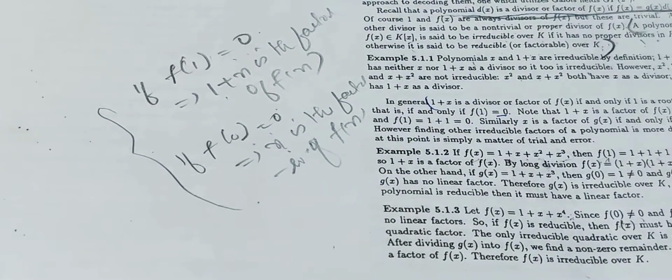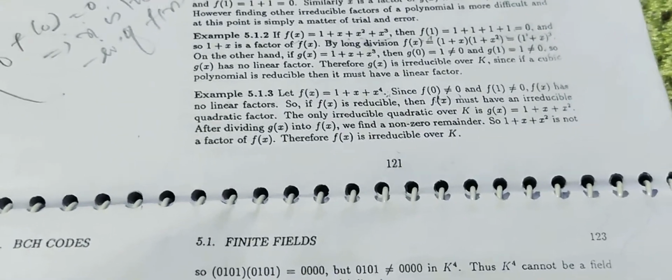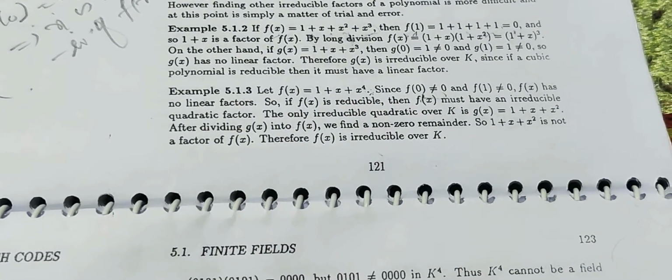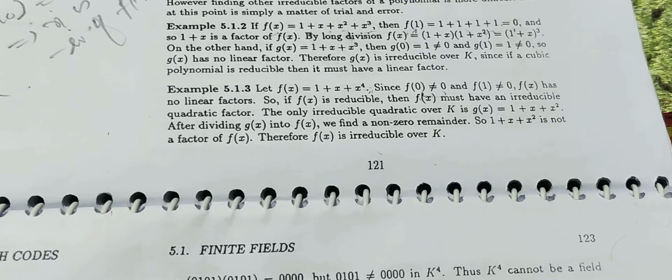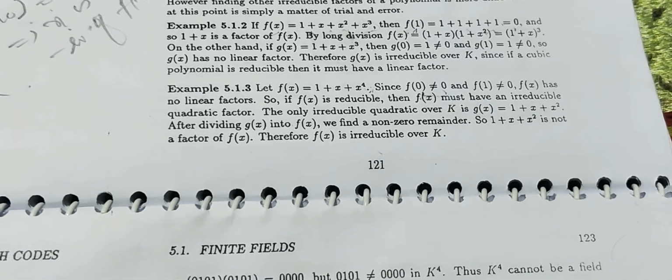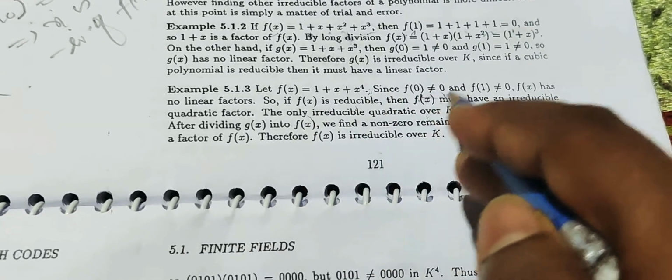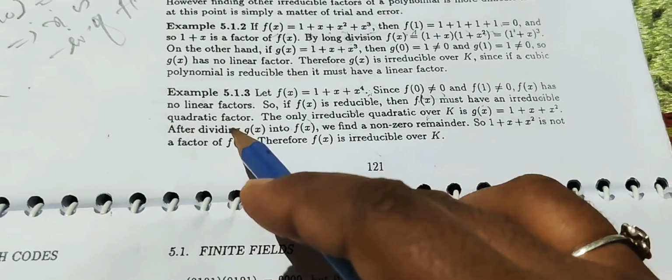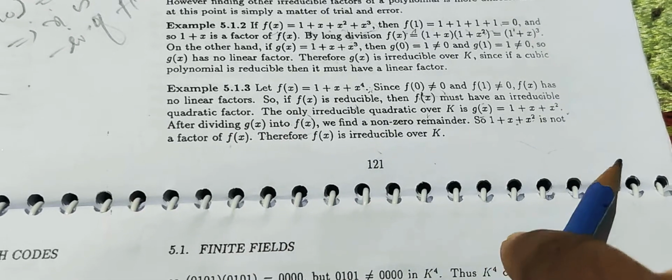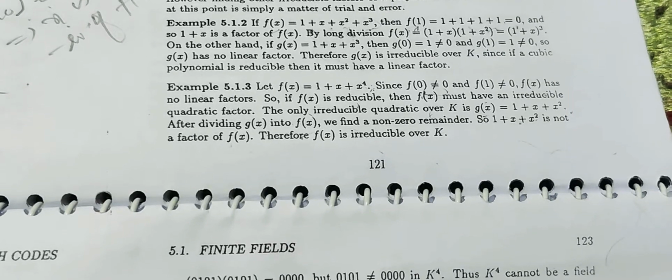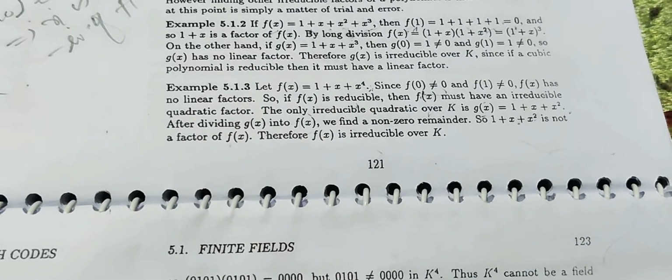Okay. Here for example 5.1.3, f of 0 is not equal to 0 and f of 1 is not equal to 0, so f of x has no linear factor. That means this polynomial is a reducible polynomial. Suppose f of x is reducible, then f of x must have a reducible quadratic factor. So take g of x equal to 1 plus x square, and dividing f of x by g of x, we get that it is not a factor. So f of x is an irreducible polynomial.